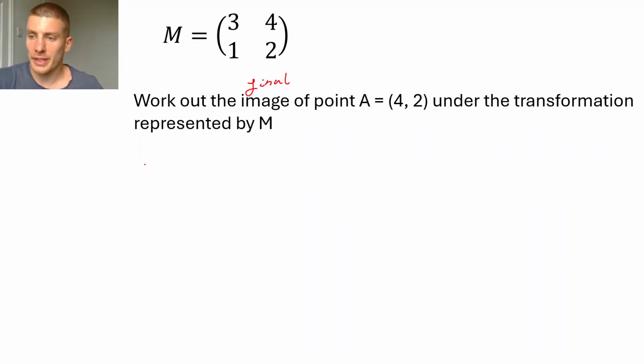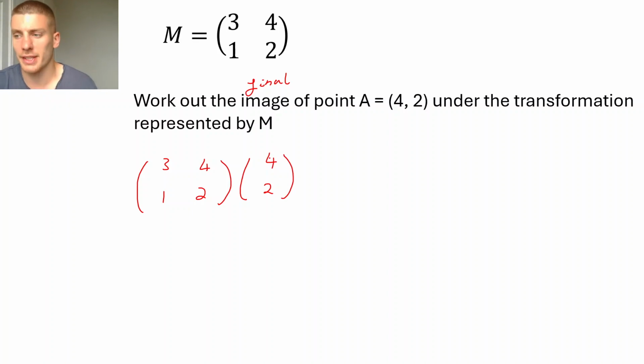So we take the 2 by 2, which is 3, 4, 1, 2. We multiply this by the 2 by 1, which is 4, 2. Remember this coordinate, 4, 2. We can write it as the matrix like this, where this is the x coordinate, y coordinate. And you just got to go and work this out, and whatever you get will be your image, which is what you want. Let's go and do this.